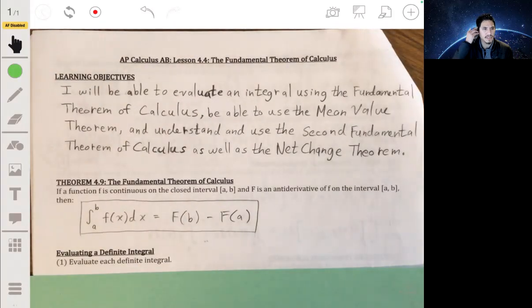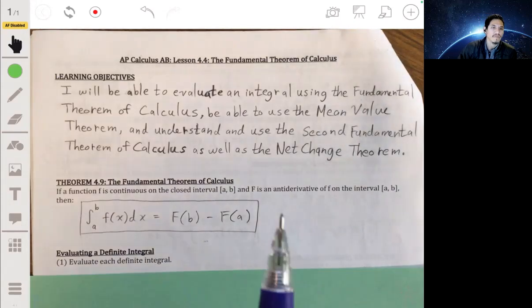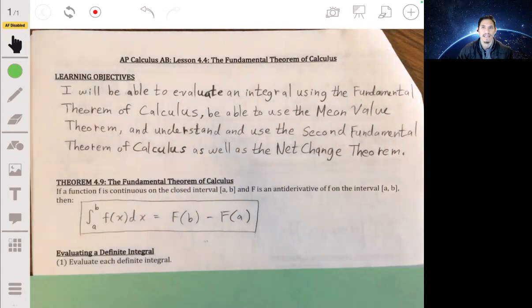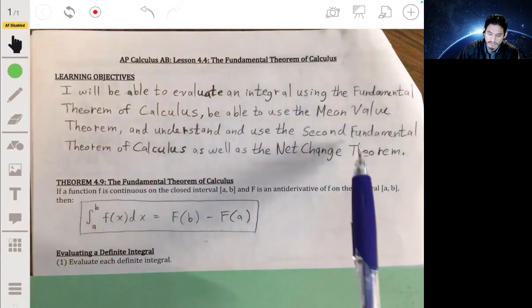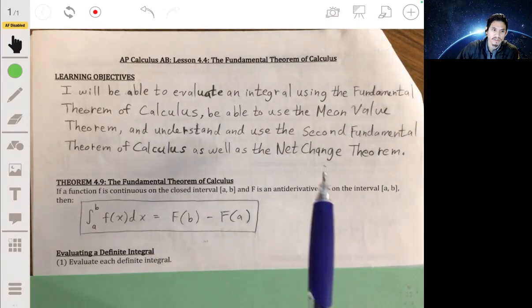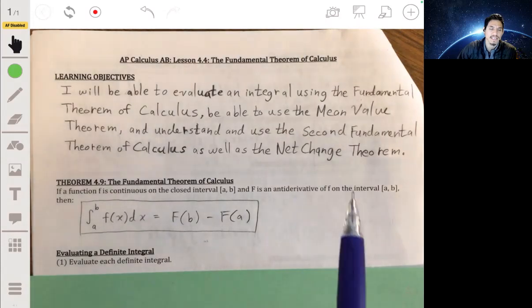Okay, so in this lesson, we're going to be going over the fundamental theorem of calculus, as well as the mean value theorem and the average value theorem. Also, we're going to look at the second fundamental theorem of calculus, and we're also going to look at what's called a net change theorem.